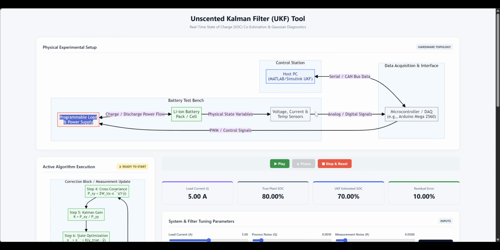Okay, so we will also have the algorithm running on the controller board, which is this one. And based on this, you will also be getting the UKF implementation in MATLAB Simulink. So that is how the entire system and the setup looks like.